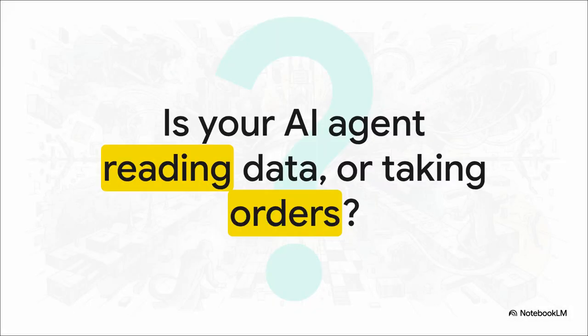Which leaves us with one final vital question to ask ourselves as we look at the systems we're building and deploying today. Is your AI agent reading data or taking orders from the enemy? It's a really fine line between a helpful autonomous tool and a fully compromised insider threat. Review your agentic deployments, apply the probe, measure, and harden framework we talked about, and ensure your AI is actually working for you.